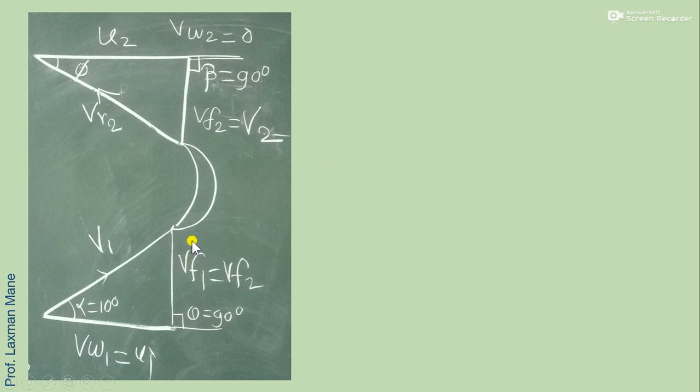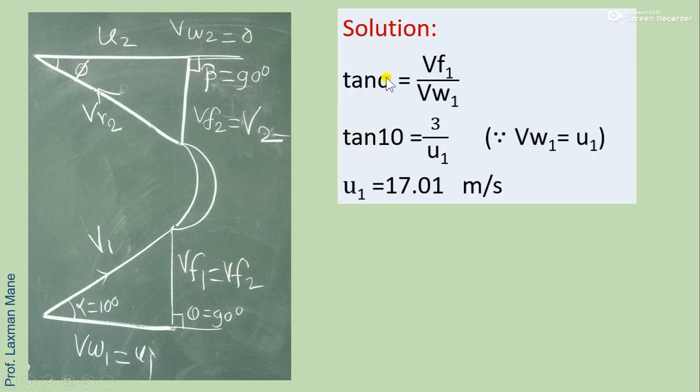Now as the inlet is radial, inlet triangle is a right angle triangle, means theta is equal to 90 degree. In this case, VW1 and U1 become identical. As the discharge is radial, means beta is equal to 90 degree. Thus in this case VW2 becomes 0 and VF2 is equal to V2. So using these, we will go to the solution.